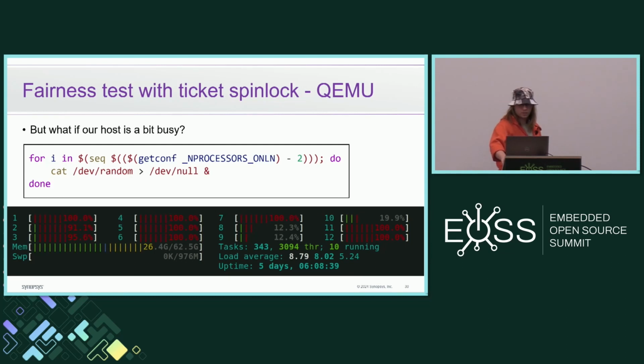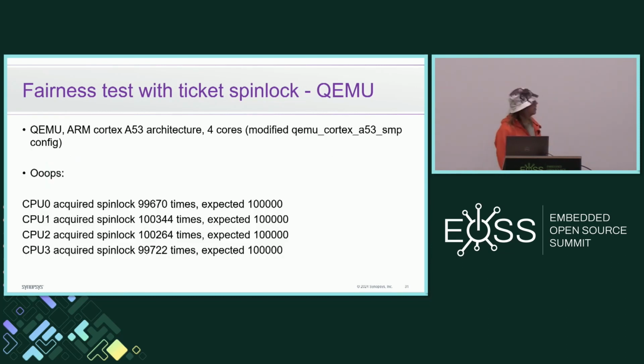So let's rerun test on QEMU. And now we have some issues. Results are not perfect anymore. But what happens here? We have some flaw in spinlock implementation itself.